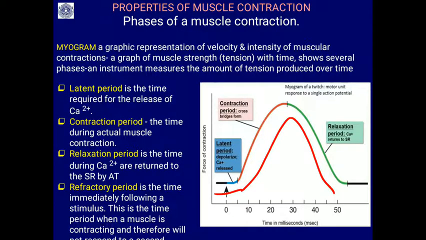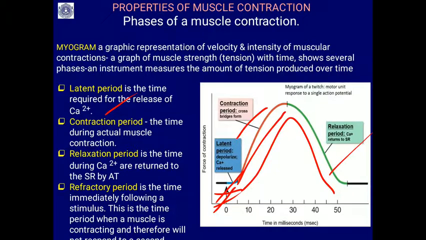So, in this graph you will find the latent period, contraction period, then relaxation period. Latent period means, as per the stimulation, the neurotransmitter is released on the surface of the sarcolemma of the muscle, and the depolarization wave will stimulate the sarcoplasmic reticulum to release calcium. That is about 1 to 2 milliseconds, remember. That is the latent period.